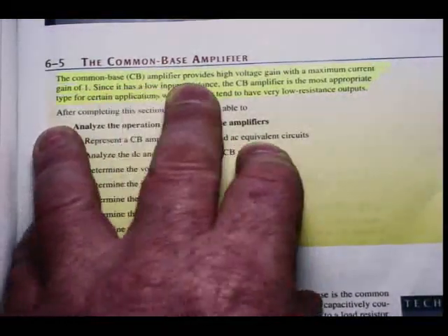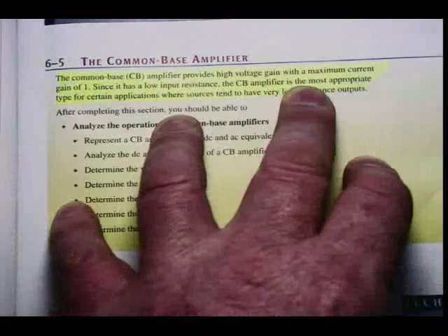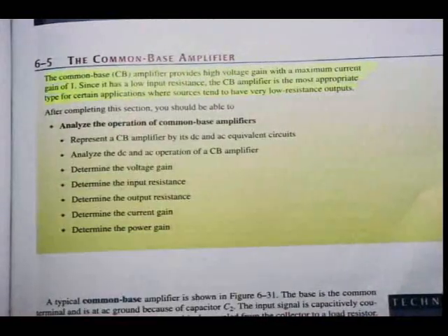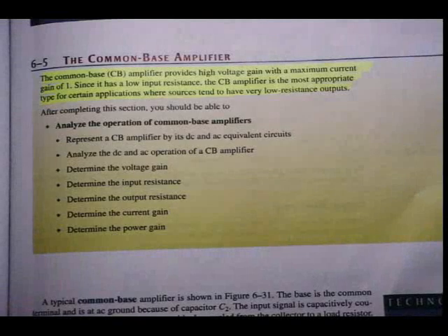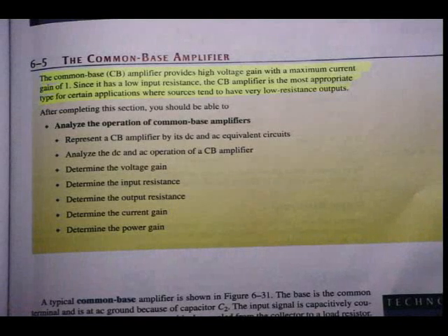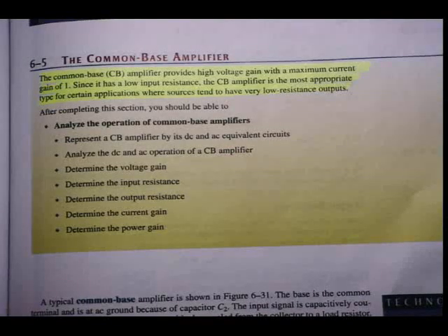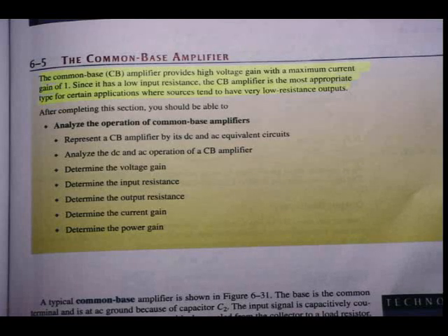The common base amplifier provides high voltage gain with a maximum current gain of 1. Since it has a low input resistance, the common base amplifier is most appropriate type for certain applications where the sources tend to have very low resistance outputs.